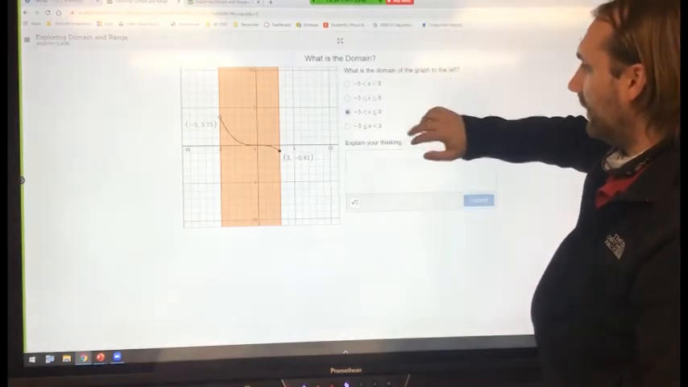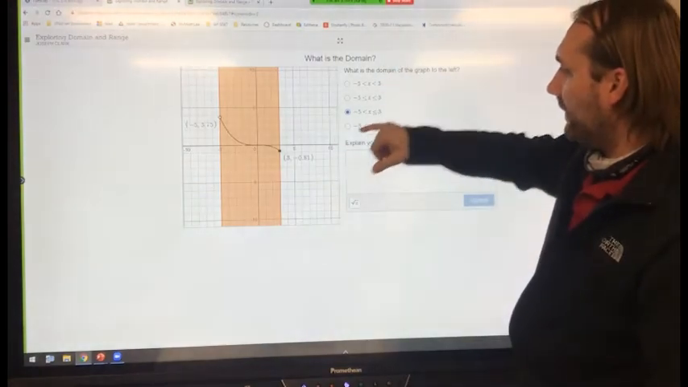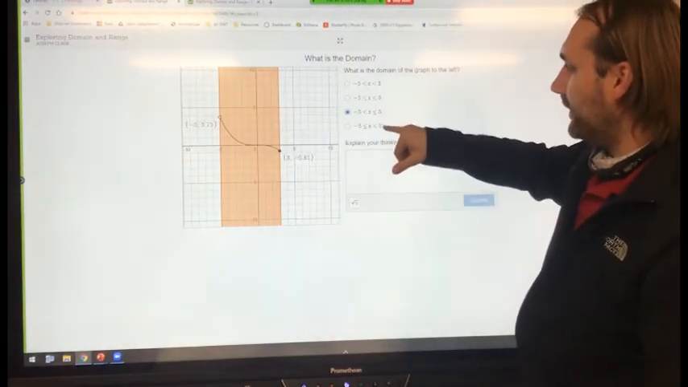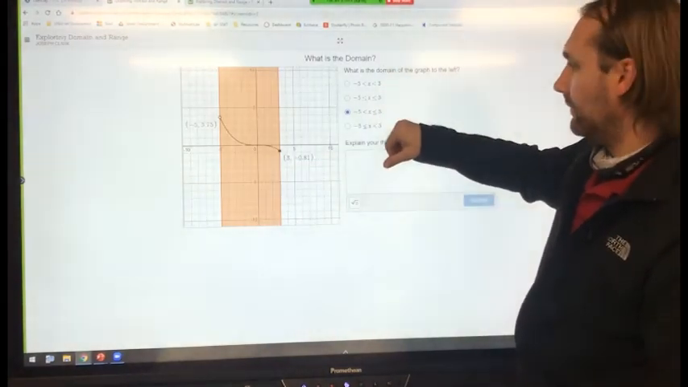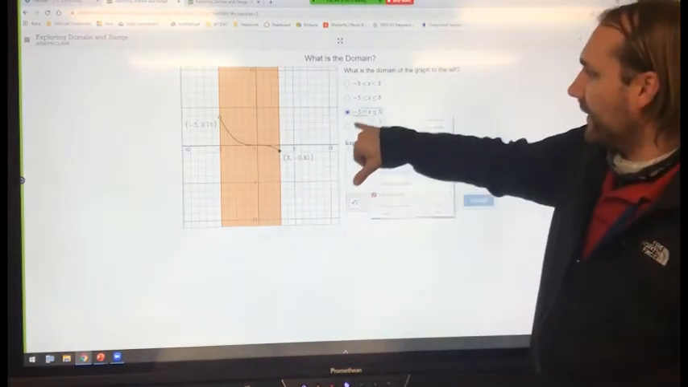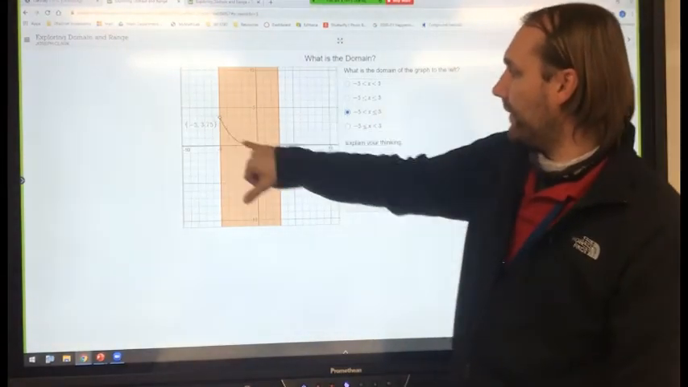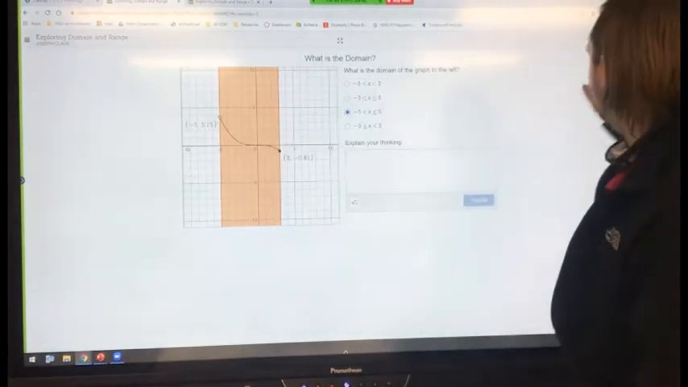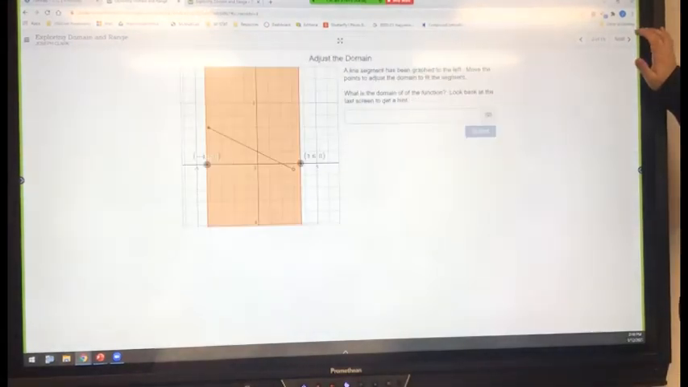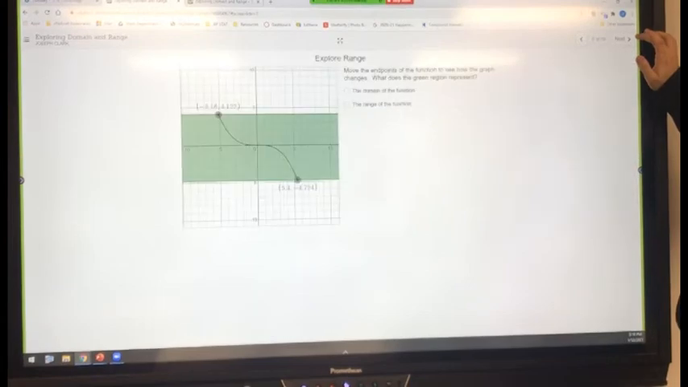I said A or C. The far left side is either A or C. Right side is either B or C. So which one is it? Oh, C. It's going from negative 5 without that equal sign all the way to 3 with the equal sign because of the open and closed circle. So that is the domain.